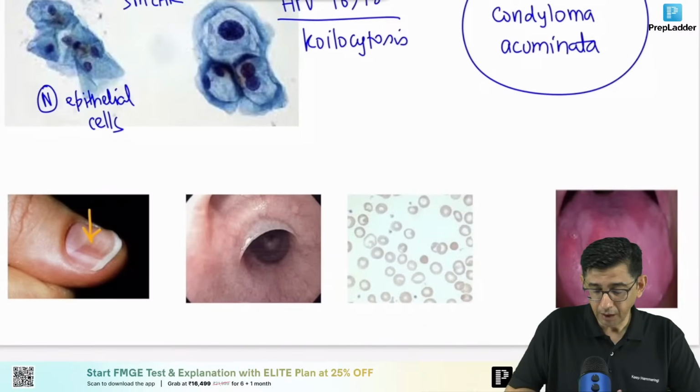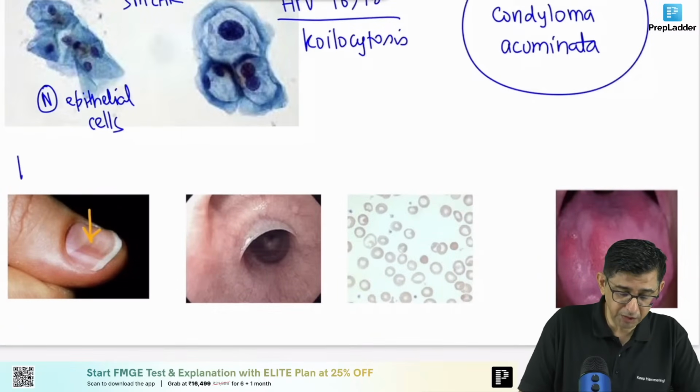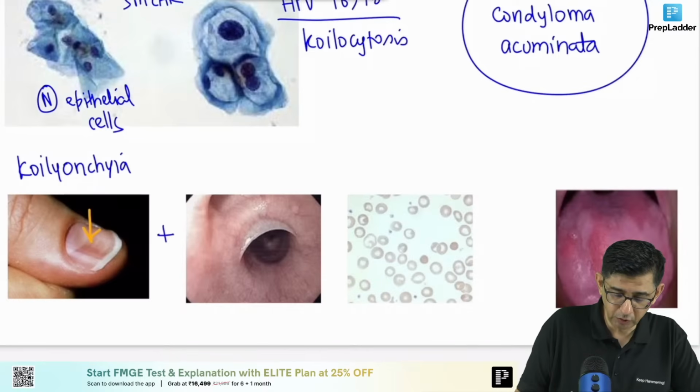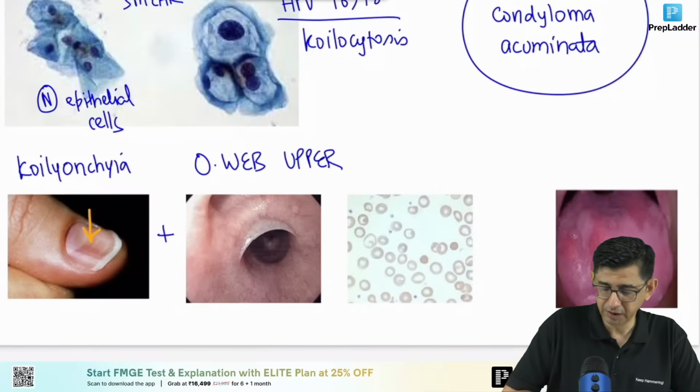The next thing I want to bring to your notice is koilonychia. Everybody can hit the comment button: this condition will contribute to which cancer of the esophagus? I don't want the diagnosis, I know all of you know the diagnosis. A person has koilonychia with an upper esophageal web. Then what kind of cancer of the esophagus can be seen?